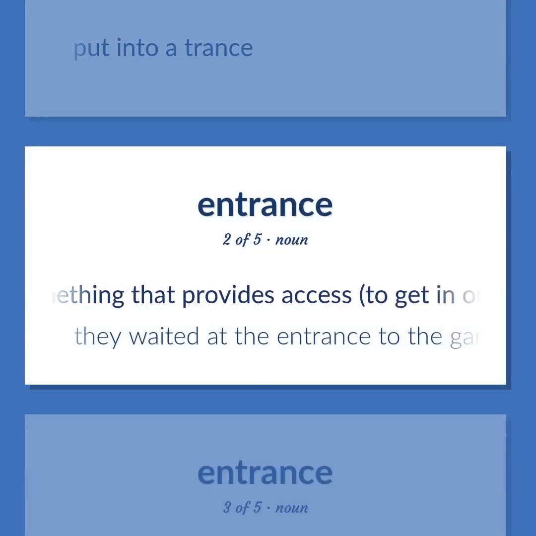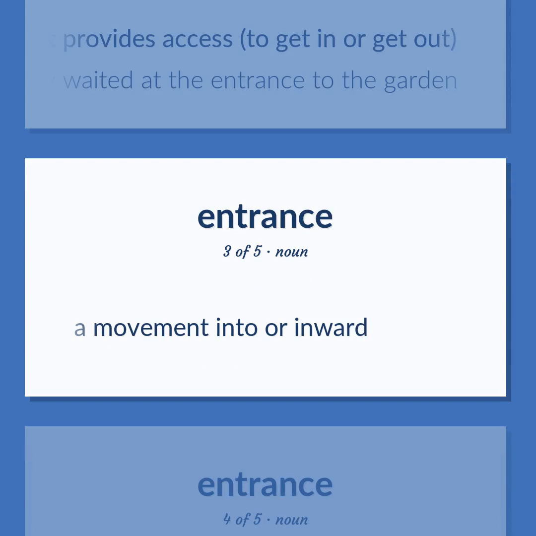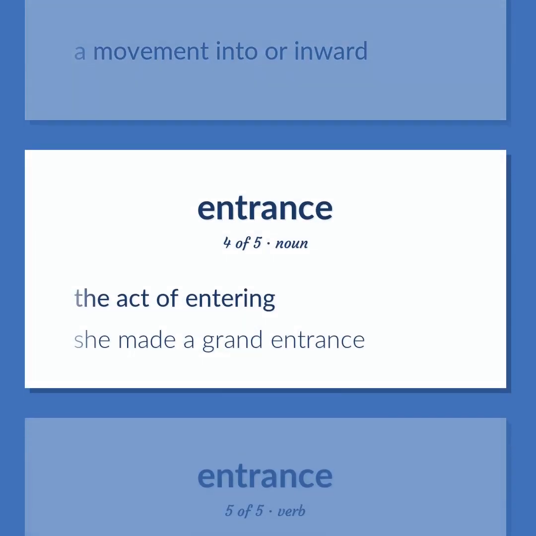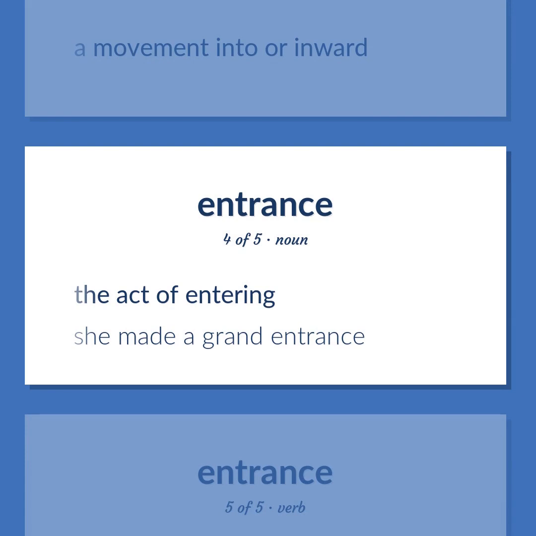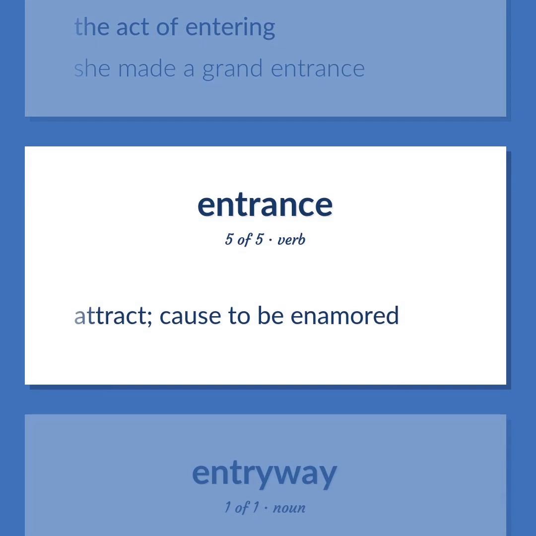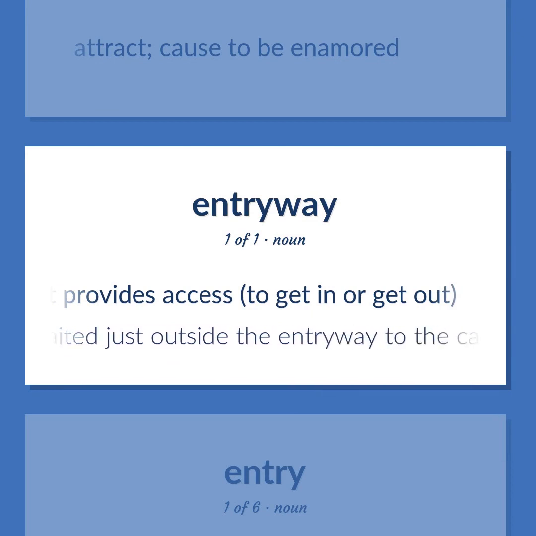Something that provides access, to get in or get out. They waited at the entrance to the garden. A movement into or inward. The act of entering. She made a grand entrance. Attract. Cause to be enamored. Something that provides access, to get in or get out. Beggars waited just outside the entryway to the cathedral.